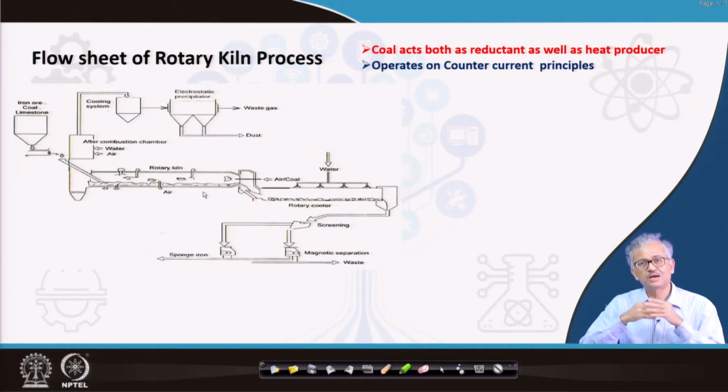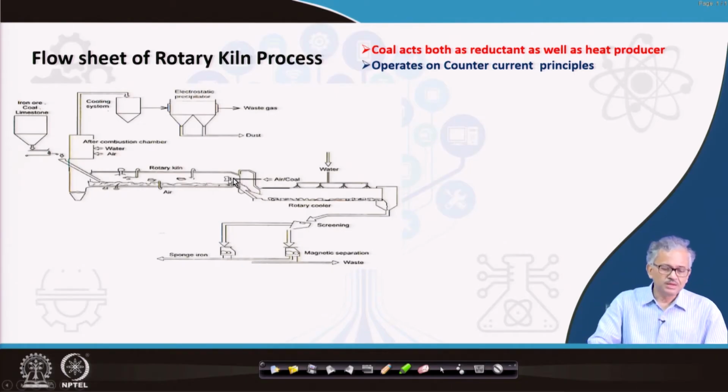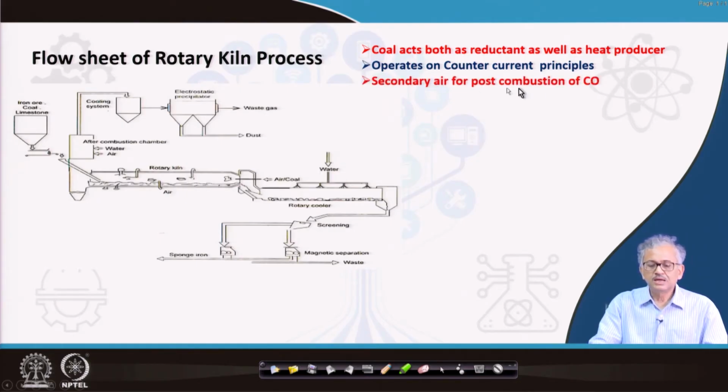It operates on the counter current principle. Here you can see the hot gas moves in this direction, and the feed is coming from this direction. So, there is a counter current, but here the gas is not moving through the solid, unlike in the shaft furnace where the gas moves through the solid bed, and as a result the interaction becomes much more. Here the solid is going in this direction, and the gas is moving over the bed.